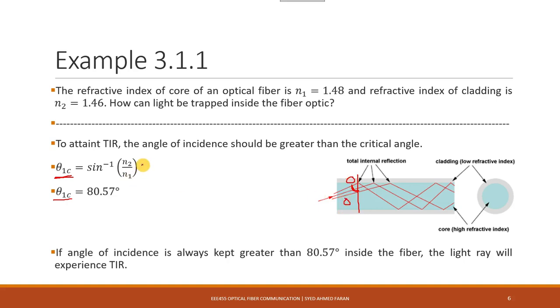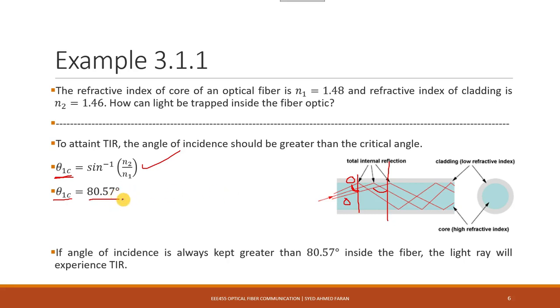We already know these values. We just plug them into this function, and the angle that comes out is 80.57 degrees. This means that, measured from the normal, if this angle is more than 80.57 degrees, then we will experience total internal reflection inside the fiber optic.